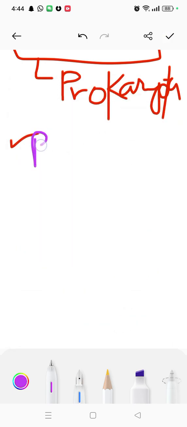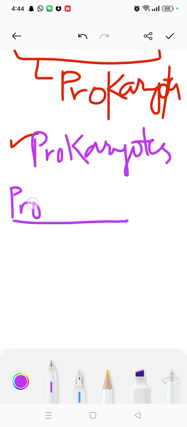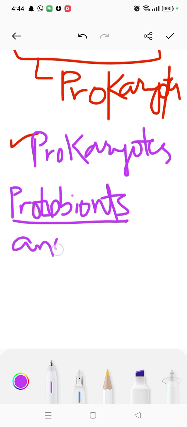And yes, when we talk about prokaryotes, from where they evolved, prokaryotes evolved from protobiont ancestors. It's like MCQs, protobionts, ancestors.